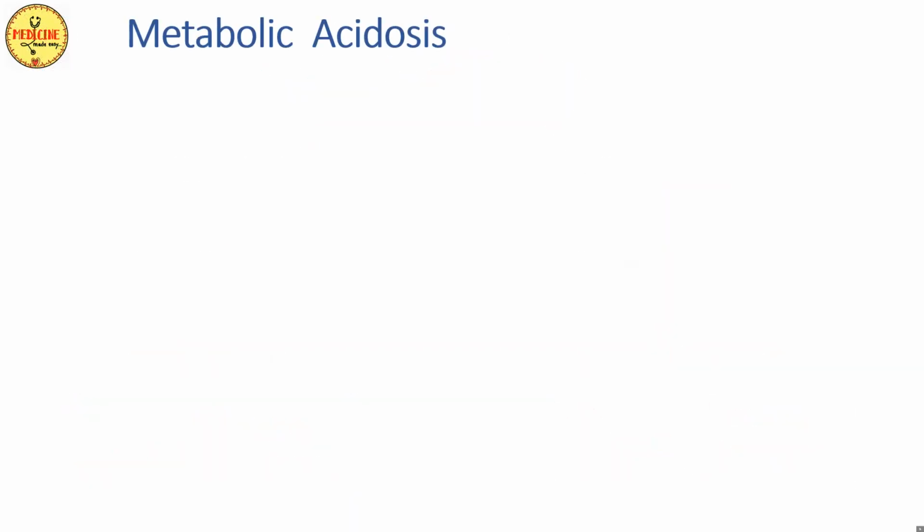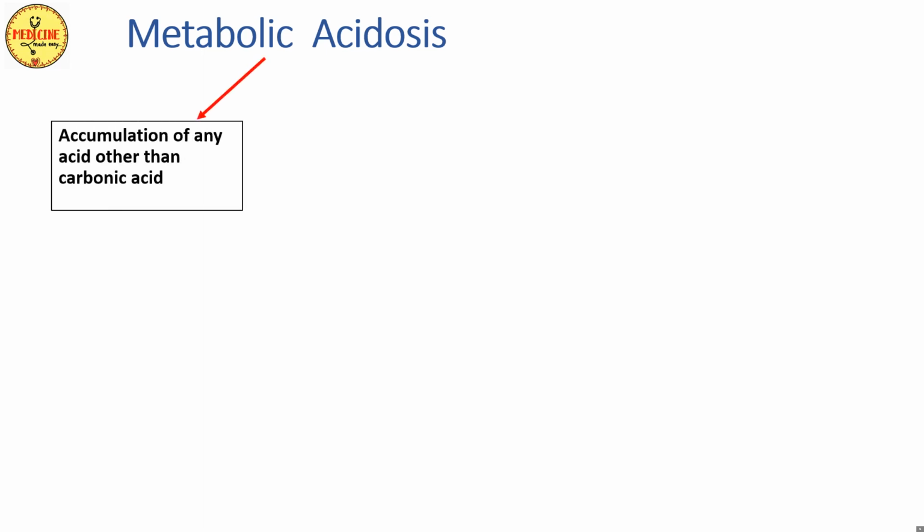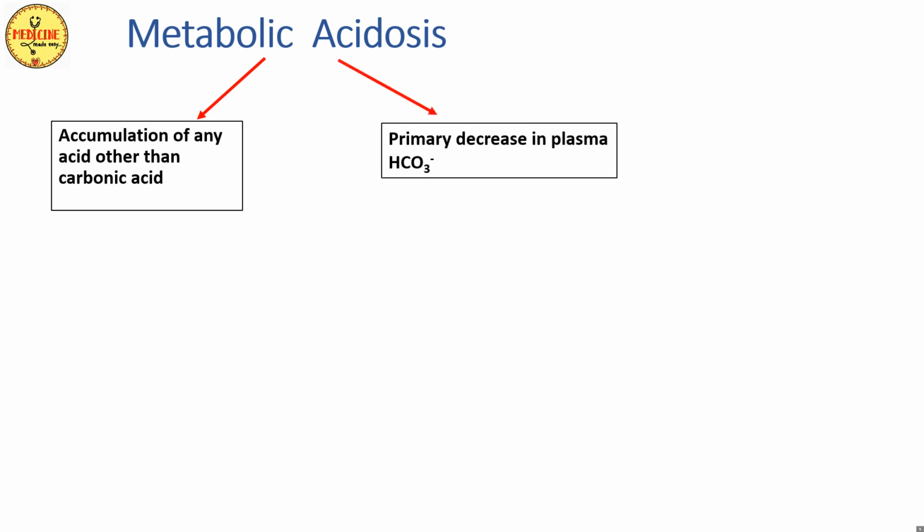Moving on with metabolic acidosis. It can happen either because of an accumulation of any acid other than carbonic acid or because of a primary decrease in plasma bicarbonate ion concentration. Accumulation of any acid can happen when you have increased acid production or decreased excretion.